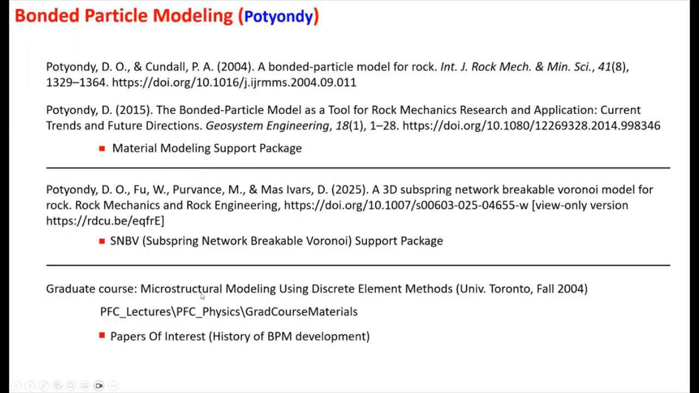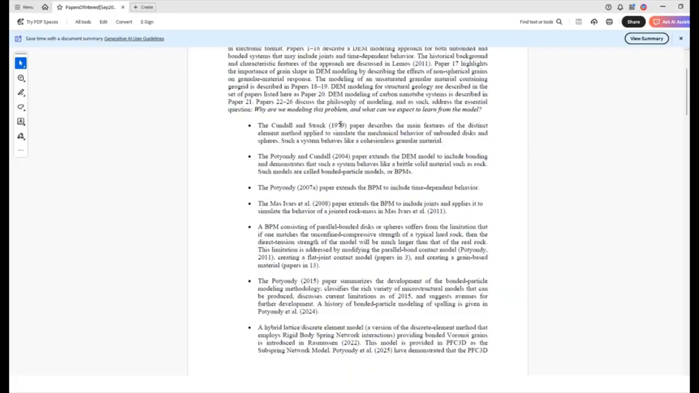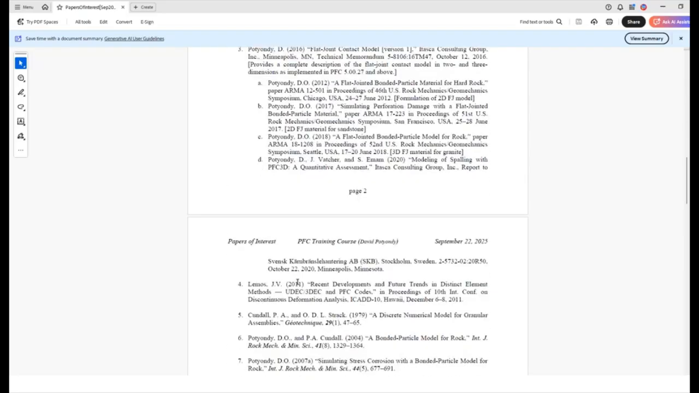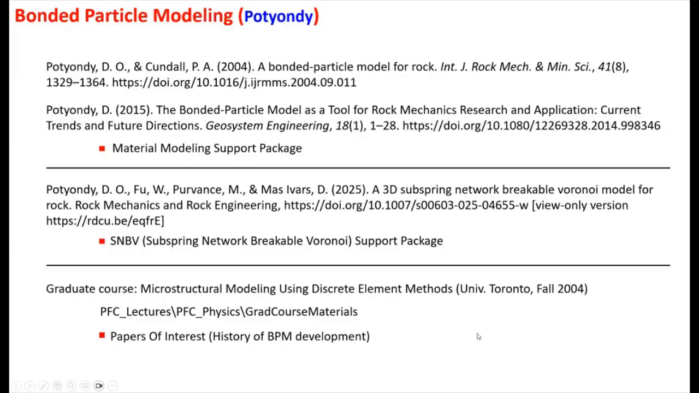And then there's also, ages ago, I taught a course at University of Toronto, and all this stuff is in here as part of that course. I've got like a history of BPM development and all kinds of papers. It's this thing here, and here it talks about the history. This is the Cundall paper, this is the bonded particle modeling paper, and so on. Things have been slowly added to that as we go forward, and there's all sorts of stuff in there. So if you're really going to be doing this stuff, you might find it useful to at least review this material.